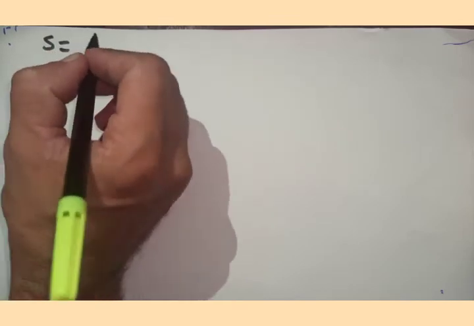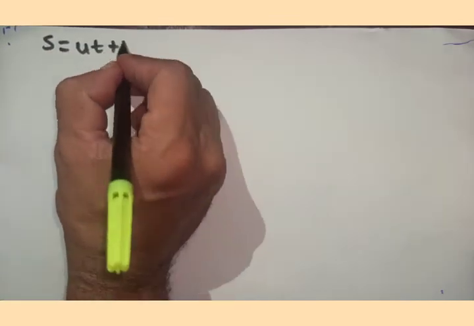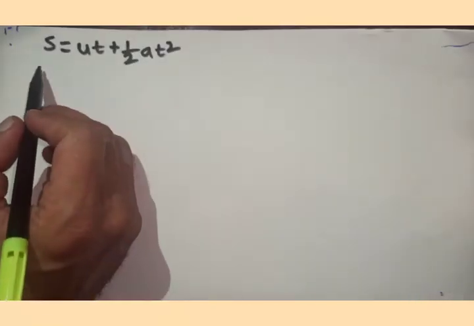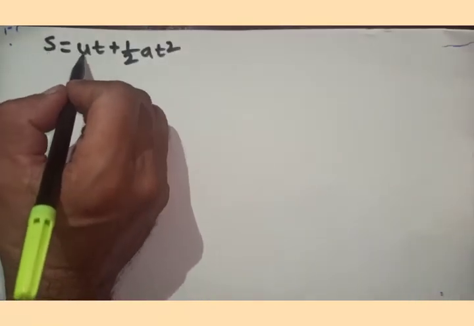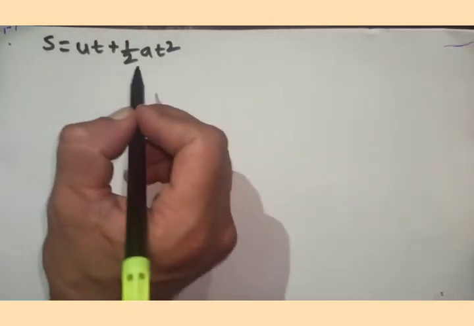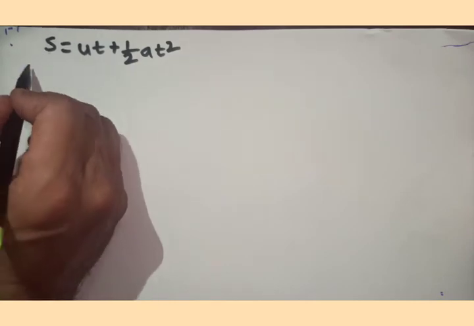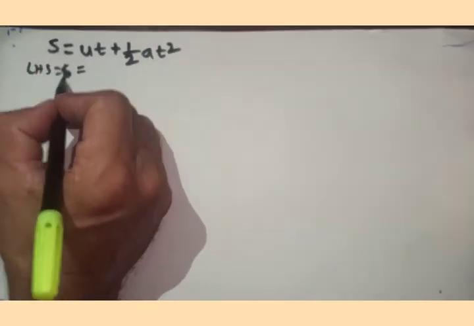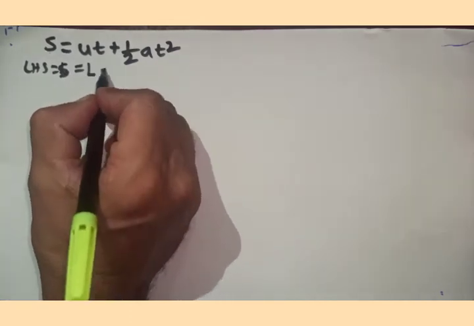Let's try to find out the next dimension. It will be nice to prove that the given equation, s is equal to ut plus half at square, is dimensionally correct. Again this is very simple. On the left hand side, it is a displacement, this is initial velocity, this is the time, this is acceleration, and this is time square. We can find the dimension in steps, or you can do it directly. Since this is s, the left hand side is a displacement, which means the same thing as length L, so the dimension is very simple.